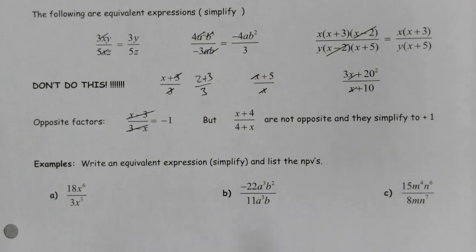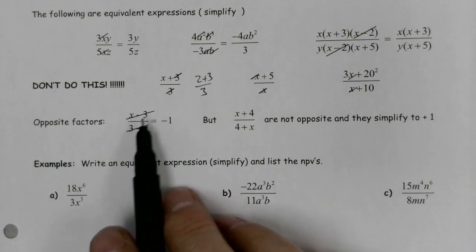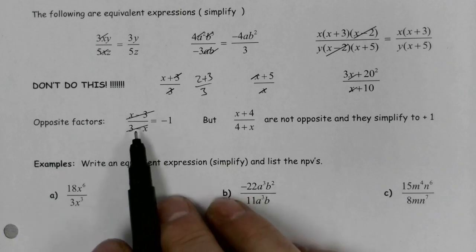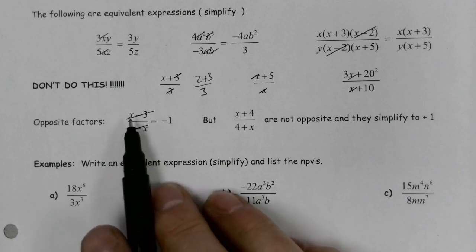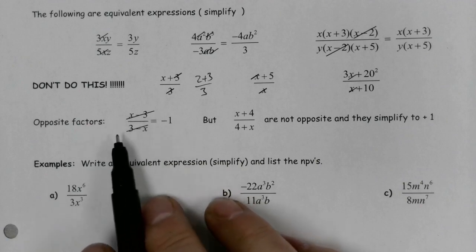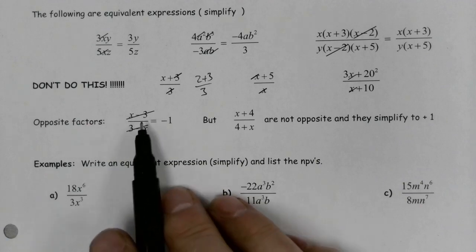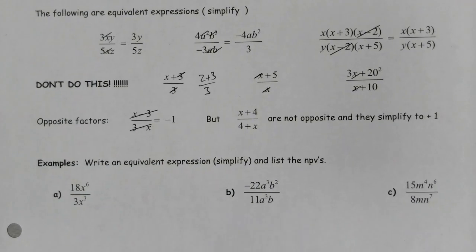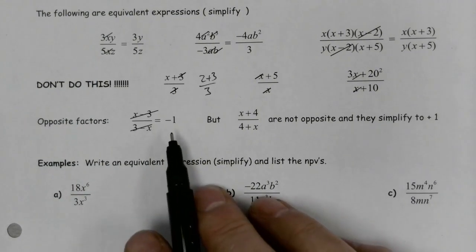Now, other things to consider here is if you've got x minus 3 divided by 3 minus x, those are exact opposites of each other in the sense that the signs on the terms are the exact opposite when you compare numerator and denominator. And what that means is when you divide that out, you're actually going to get negative 1 instead of positive 1.